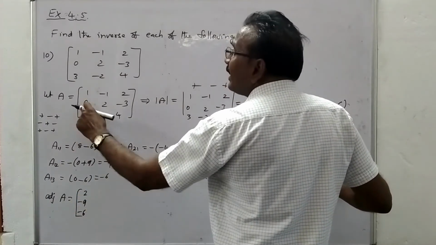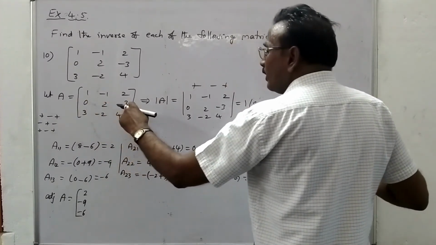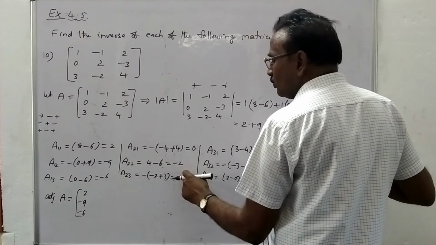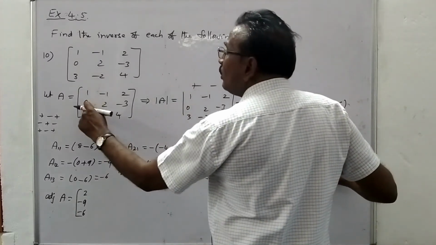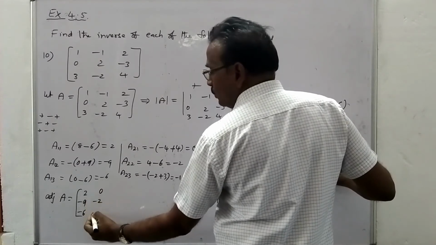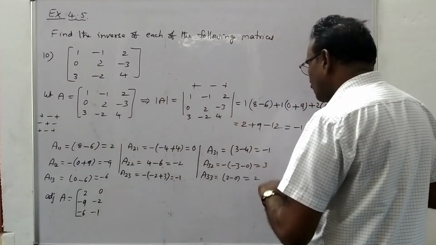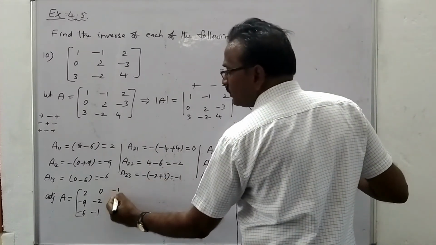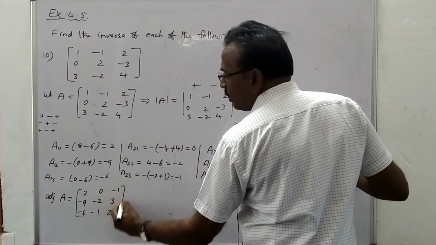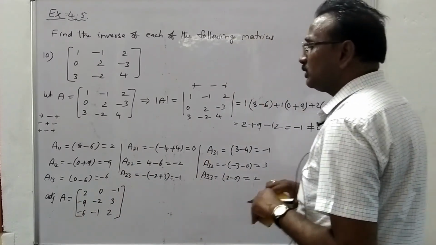Next, second row cofactors a21, a22, a23. So second row cofactors are 0, minus 2, minus 1. Write in the second column: 0, minus 2, minus 1. Third row cofactors write in the third column: minus 1, 3, 2. So after this no need to transpose, already transposed.